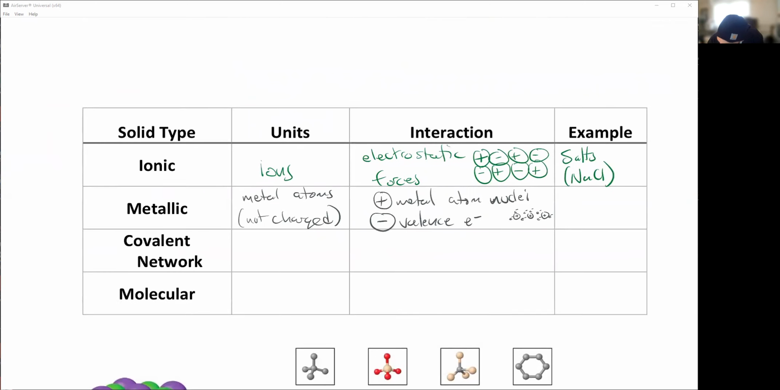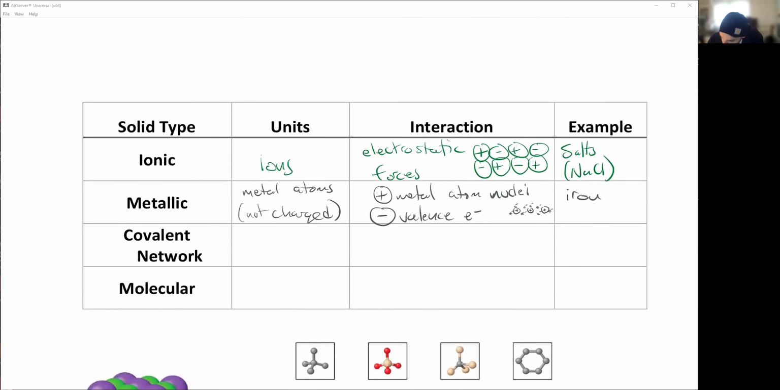The example, I don't know, iron, basically just some bulk metal, iron, which is Fe, chromium, cobalt, take your pick. Any metal is an example, but just that metal in its neutral form. Next up, covalent network.